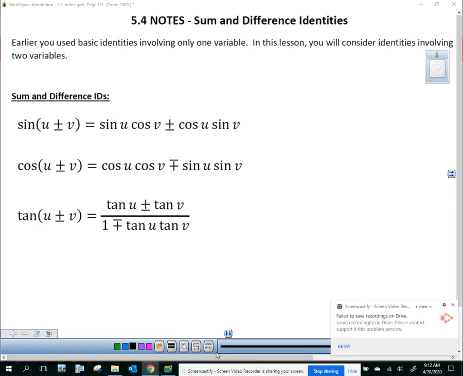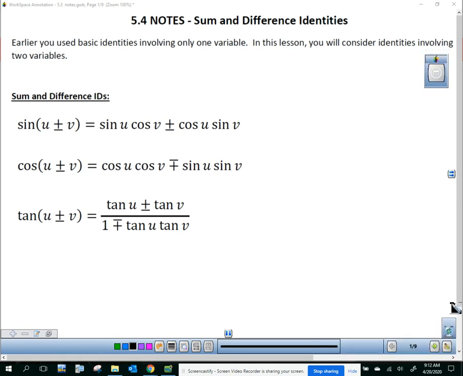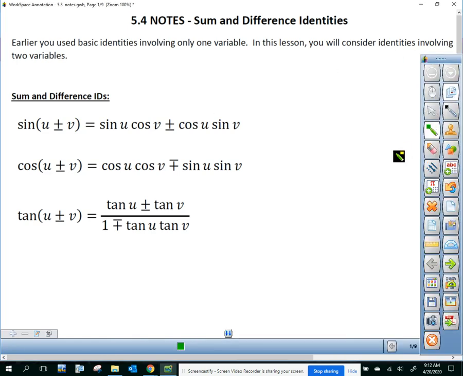All right, here we're looking at 5.4, sum and difference identities. We've got three versions of a sum and difference identity. It's sine, cosine, and tangent. So when we say sum or difference, we mean adding or subtracting.